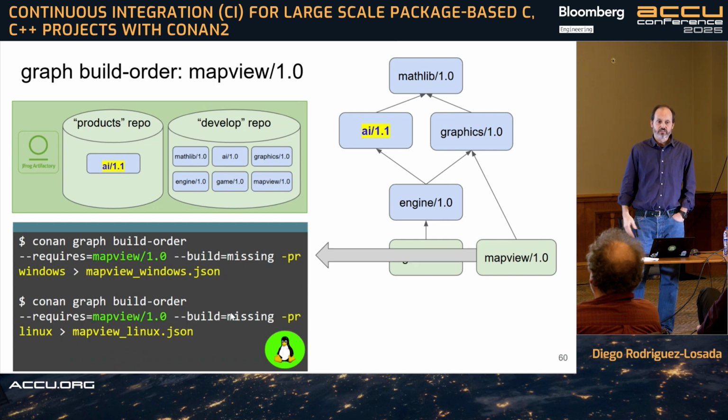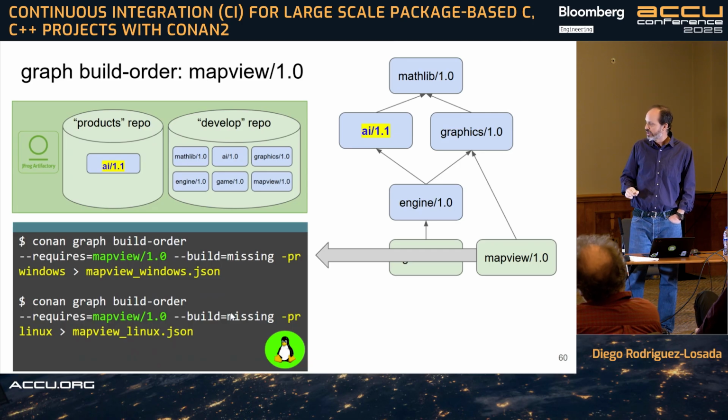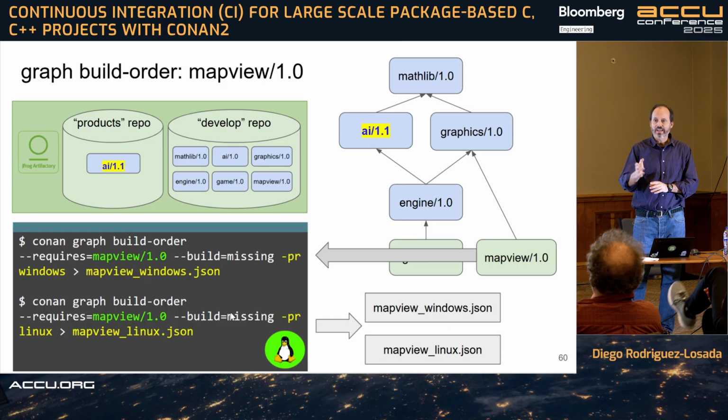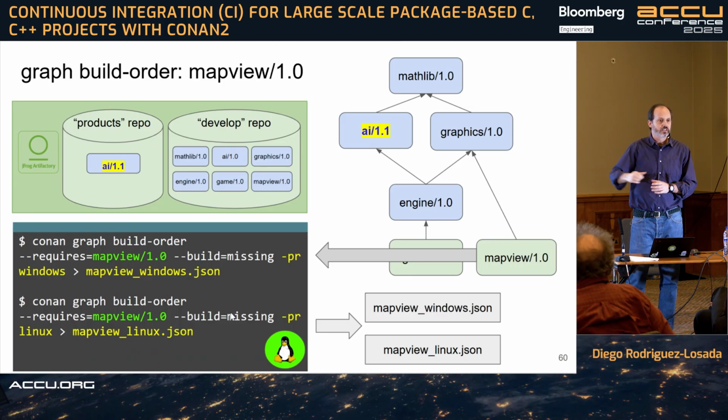Then we can repeat the operation for the map view. Right? We will request what is the build order necessary for map view for Windows, and what is the necessary build order for map view in Linux. And it will also create two files for us. Can someone guess what will be the content of these files here?